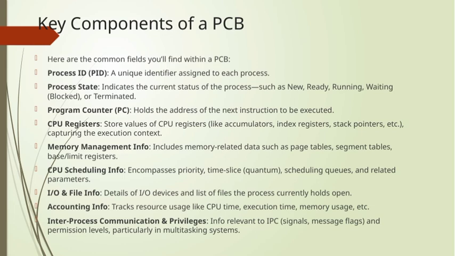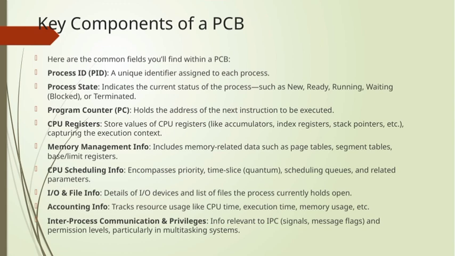Now let's take a closer look at the key components of a PCB, or process control block, which is essentially the data structure that the operating system uses to manage processes. First, we have the process ID, or PID, which is simply a unique identifier assigned to each process. This helps the OS keep track of every process individually.